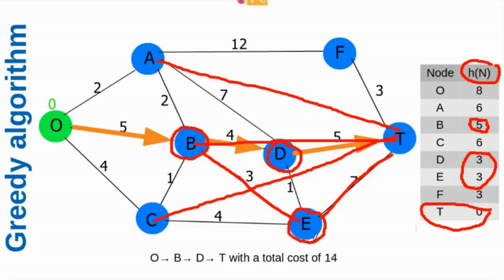So either of these two possibilities is the solution when the greedy algorithm is applied. When you have a tie, depending on your choice, the total cost and the list of waypoints will obviously change. So we can have a total cost of 14 if we choose D, or 15 if we had chosen E instead of D.